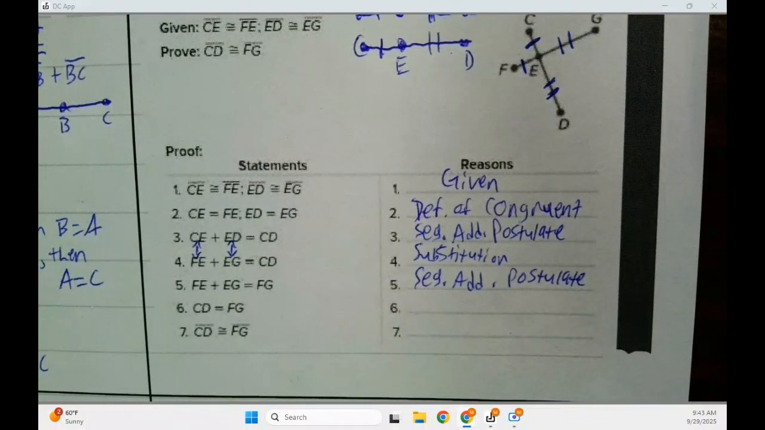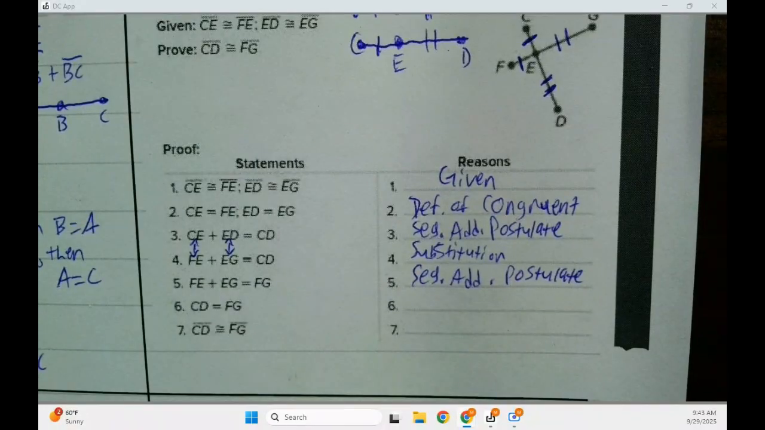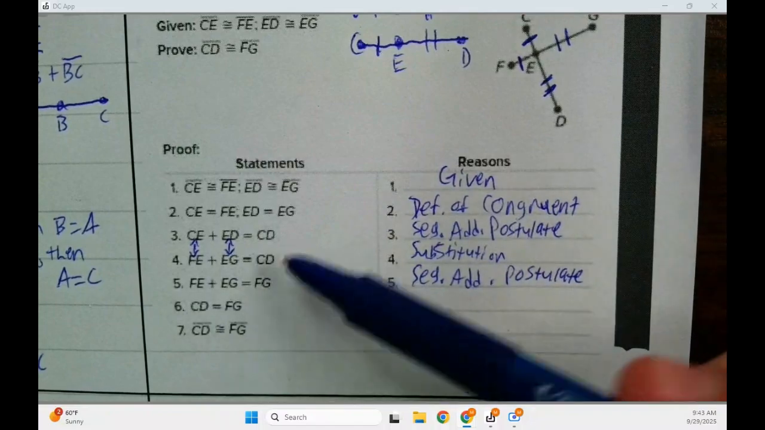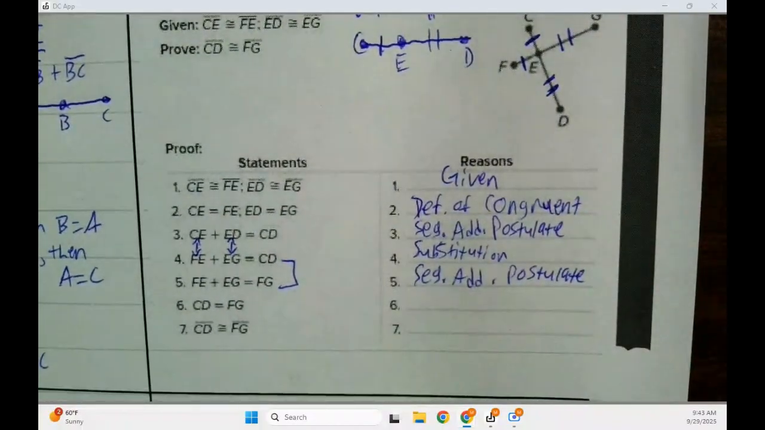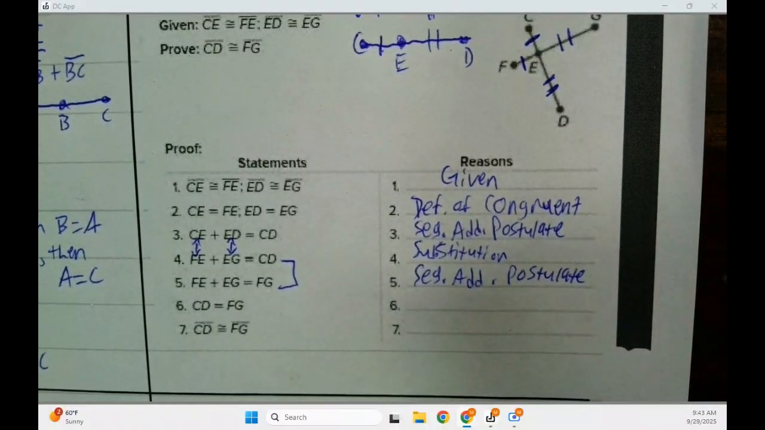Okay, I want you to look at number 6. In number 6, you see how both of these are equal to FE plus EG? Look at numbers 4 and 5. Both of them say FE plus EG, but they're equal to different things. But wait, if I'm equal to something, and then that's equal to something else, aren't they all equal? So what reason could I give for saying CD equals FG if they're all equal to each other? They're not swapping. It's not equal to itself.